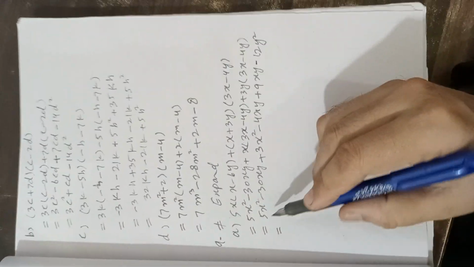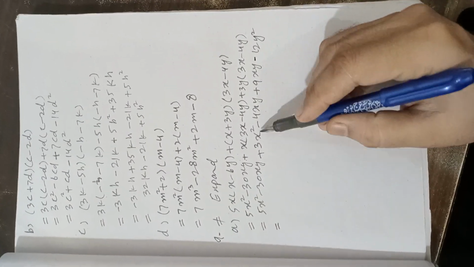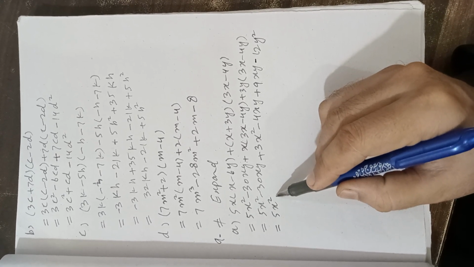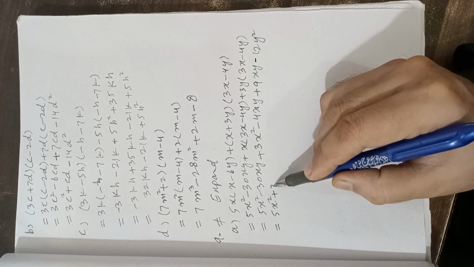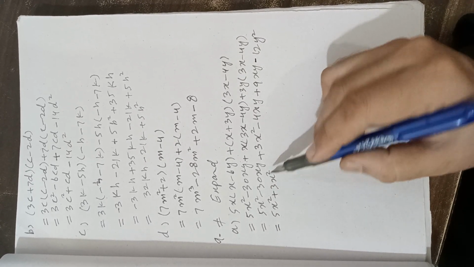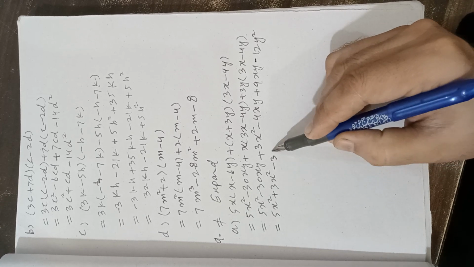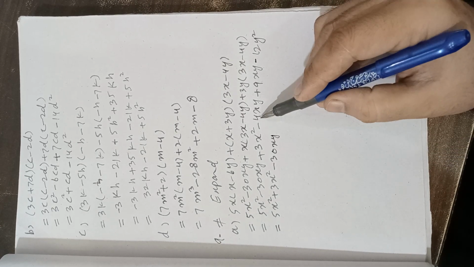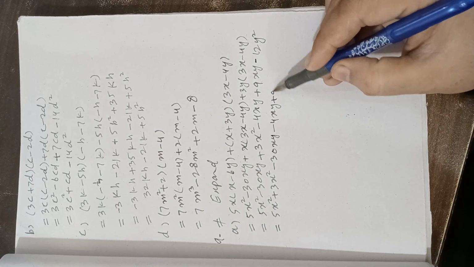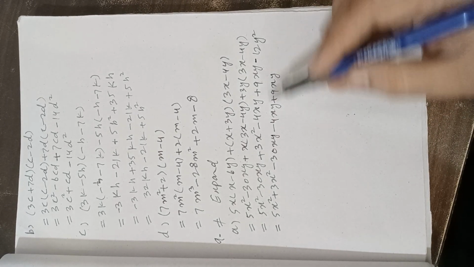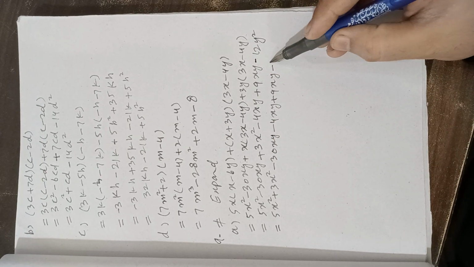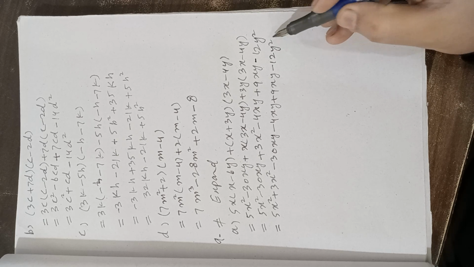Now arrange the similar terms. 5x square here and 3x square here. We will write same terms at the same place so that we can simplify them easily. Now write this minus 30xy and here is minus 4xy. Then there is plus 9xy. These like terms have been written together. Now there is minus 12y square.